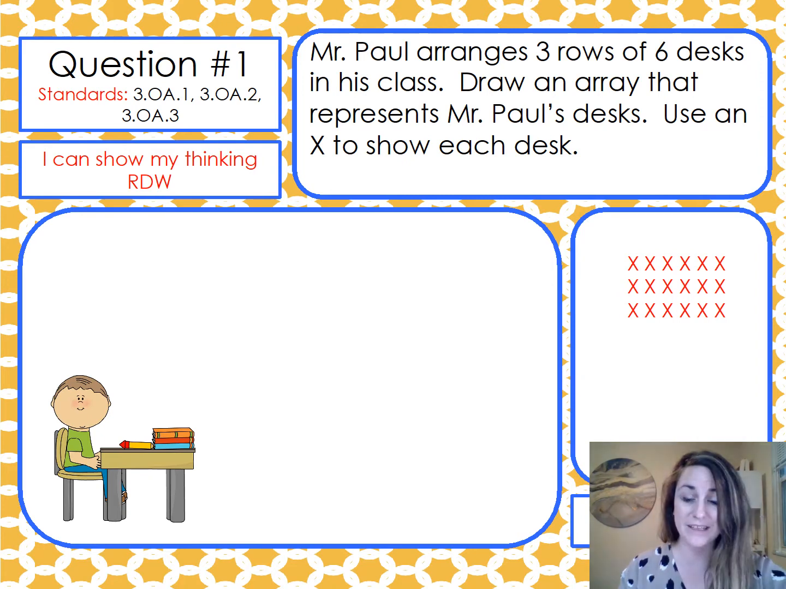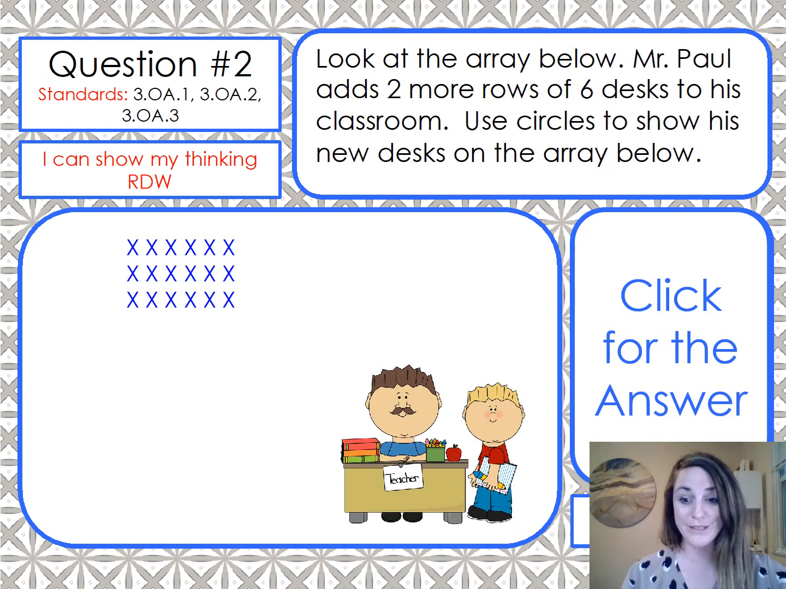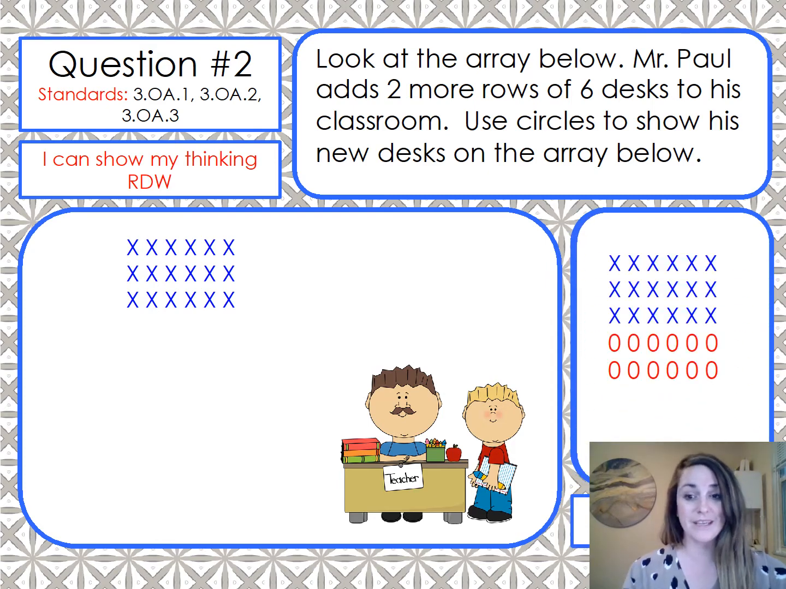We see that this shows 3 rows of 6. This array represents Mr. Paul's desks. Look at the array below. Mr. Paul adds 2 more rows of 6 desks to his classroom. Use circles to show his new desks on the array below. Here is our answer. We kept the 3 rows of 6, but then added 2 rows of 6 using circles. We now see 2 arrays that are 1.